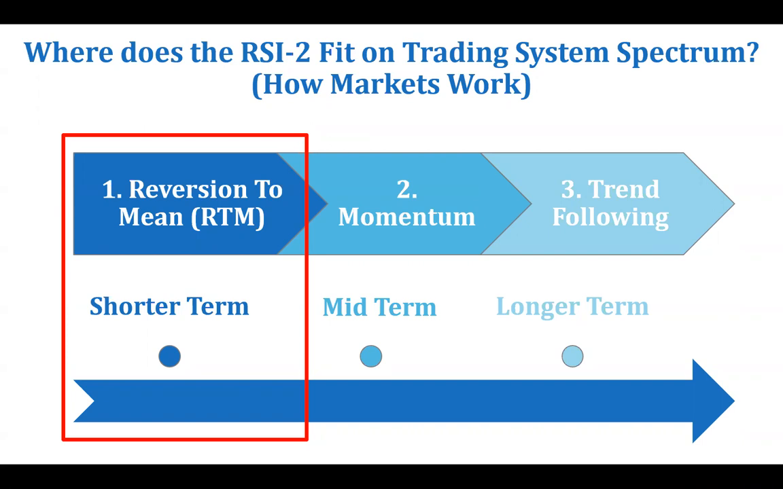So the RSI-2 strategy, at least in our strategy implementation, fits within the first category. It is a reversion to the mean type of system that is shorter term in trade duration.